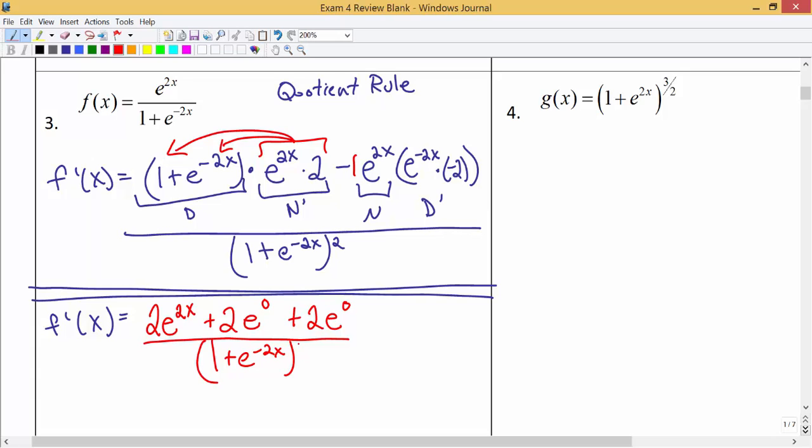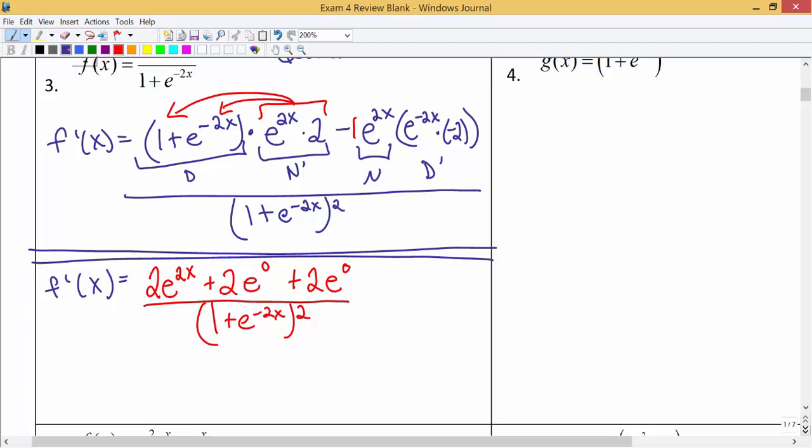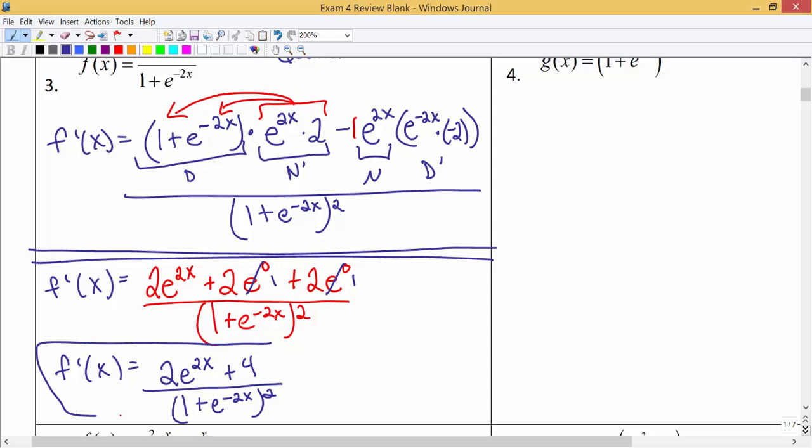I'm going to leave that as is. We can simplify a little bit more because we know that e to the 0 power is 1. So what we actually end up with is 2 times e to the 2x power. And then 2 times 1 plus 2 times 1, that's really 2 and 2. So 2 plus 2 is 4, all over that denominator squared. And I'm going to choose to stop right there and leave the first derivative just like that.